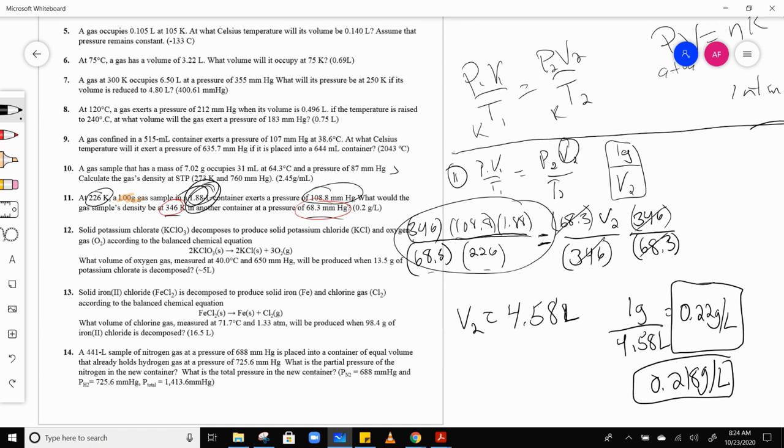Okay, so that was number 11. So very similar to number 10. There was a reason I put those two together. You try number 10, you figure it out, then number 11 is easy.